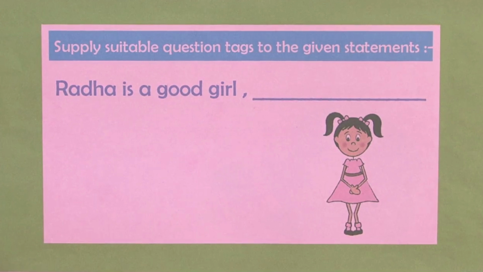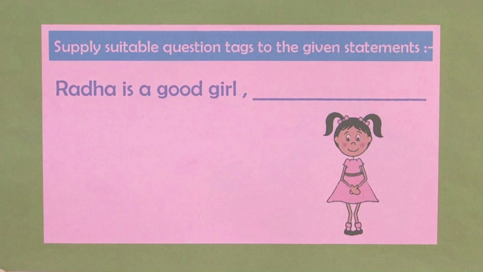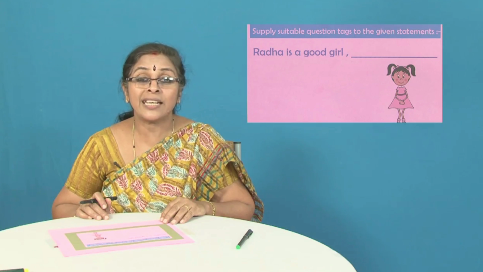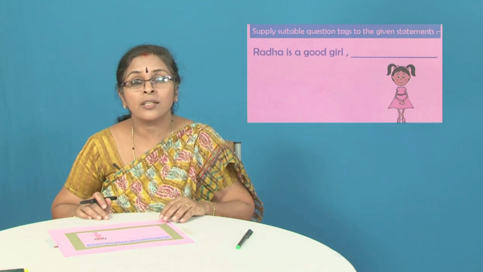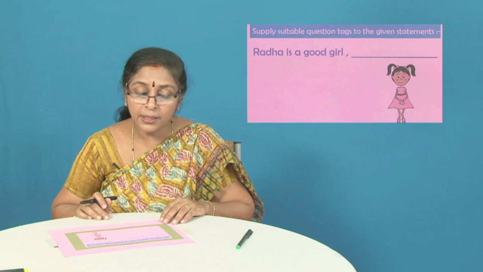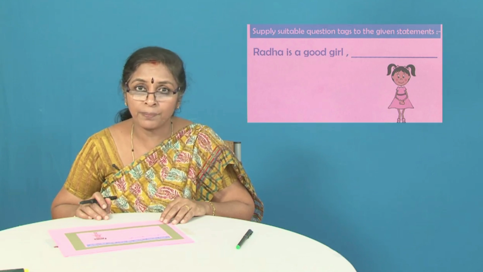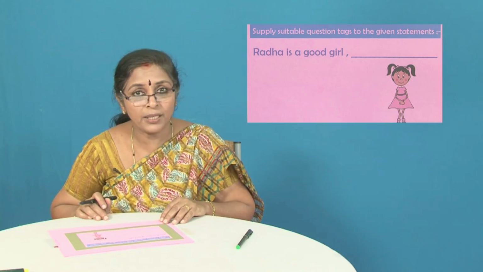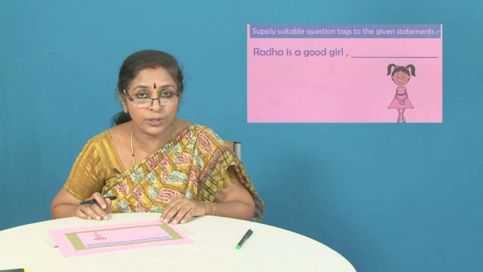Let's move on to the next example, students. The next example that we have here with us is Radha is a good girl. I repeat, Radha is a good girl. Is there any word which indicates negative meaning? Certainly not. There is no word called not, never, etc. That means the statement that is provided to us is in its positive form. So if the statement is positive, the question tag has to be negative. That is rule number 1 that we have discussed about 3 to 4 times.